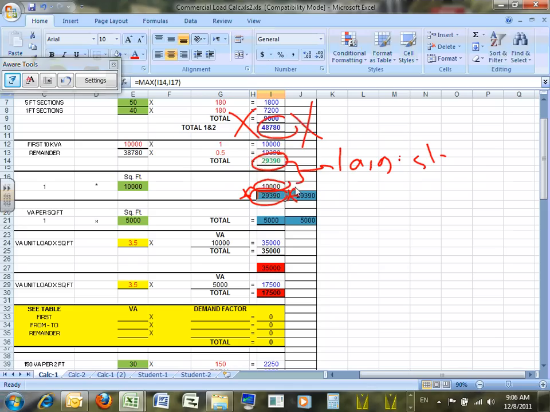Where's that 10,000 here? Where's the 1 volt-amp here? The square foot of the building that we have. Cool? If I get you to understand this one, guys, you're good to go. So you compare the two, choose the largest. In my case, the largest was the actual receptacles in the building. Chris, does it make sense now?